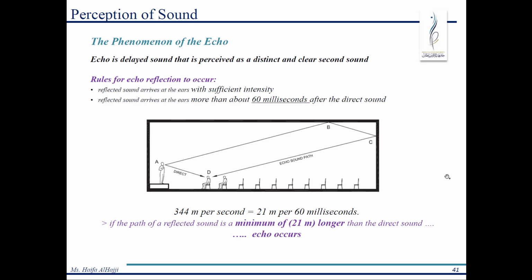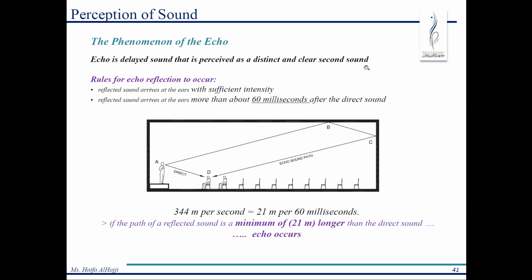Now let's have a look at the phenomenon of echo. As I mentioned earlier, echo is delayed sound that is perceived as a distinct and clear second sound. So you will hear the same sound again distinctively. This means that the sound has to travel a certain time period, so you can hear two separate words. Meaning, if I hear the word directly, within a short period, I will hear it as overlapping, or I won't actually hear it as a second word. I will just hear an augmentation or increase in loudness of the word, maybe with some reverberation. So echo is actually hearing the word again.